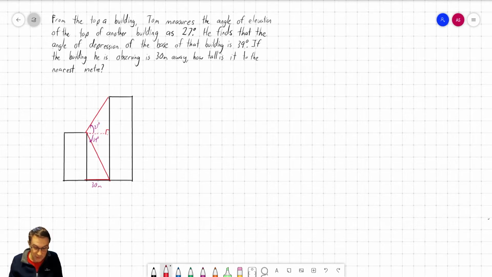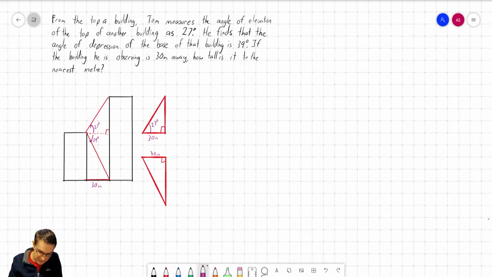Based on this, we're going to have two triangles we have to work with here, which make up this building. We've got one, which is going to look like this as a right angle triangle. We've got another, which is also a right angle triangle, which is going to be more like this. If I transfer the information across, that's going to be 30 meters, that's going to be 30 meters. This angle here is 27 degrees, and this angle here is 39 degrees.